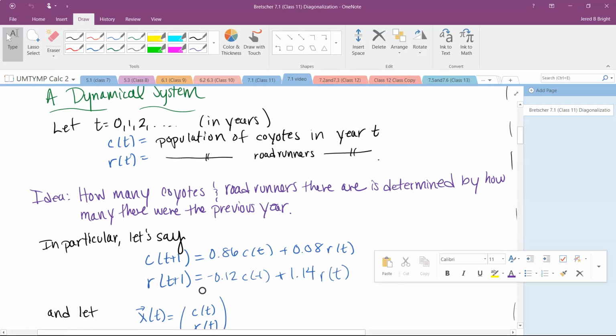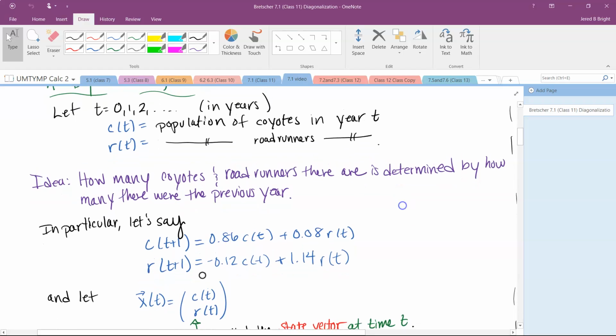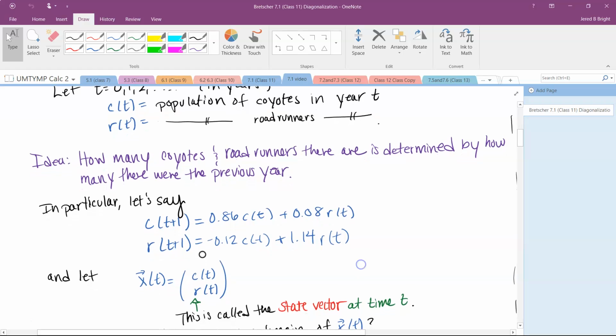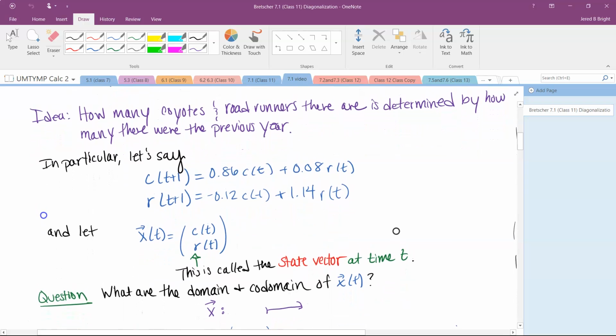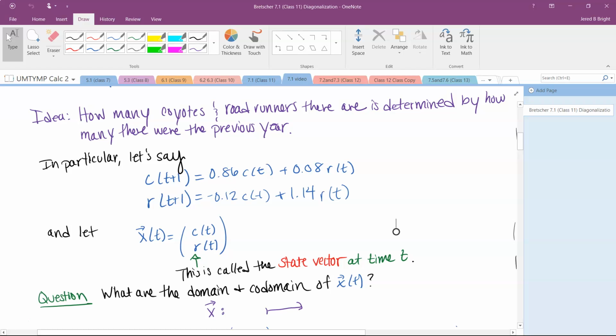Okay, and just in general, we're going to let the vector x of t represent coyotes and roadrunners in the first and second positions respectively. And when we use this notation, we call that the state vector. So again, just saying how many of each there are at a certain time. Okay. So then the next question that I want to ask before we go on too far is, what is the domain and codomain of x of t? Pause the video, see if you can fill out that piece of information.